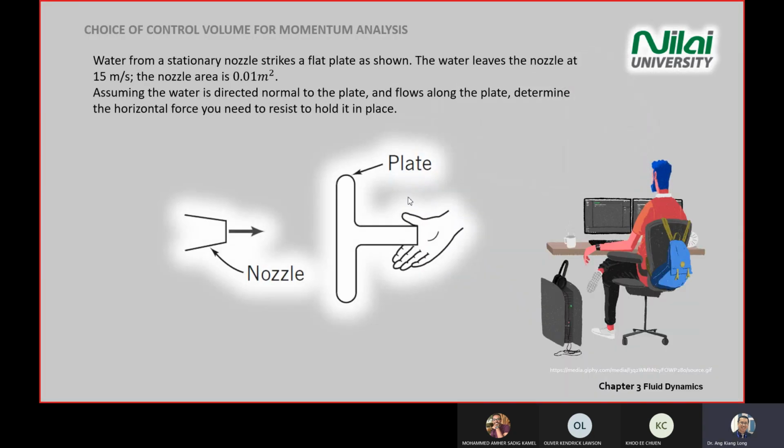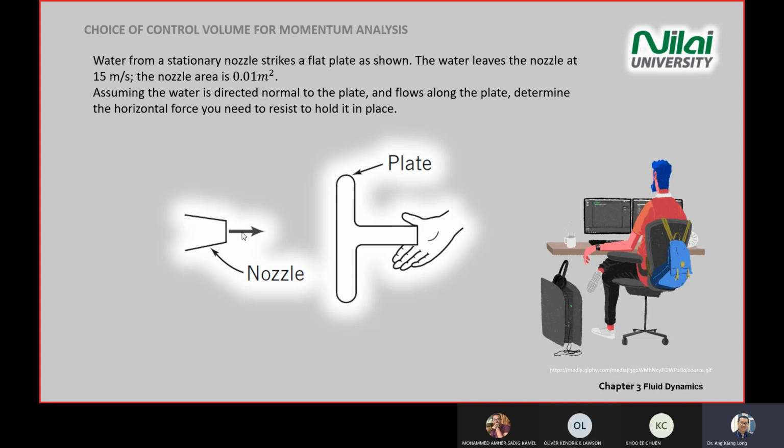Okay. So let's say we have a stationary nozzle on the left, and this nozzle is spraying water to the plate here, and the water leaves the nozzle at 15 meter per second. You're given the area of the nozzle, in meter square. In a test, assignment or final exam, we will change the unit here. You need to convert it back to SI units.